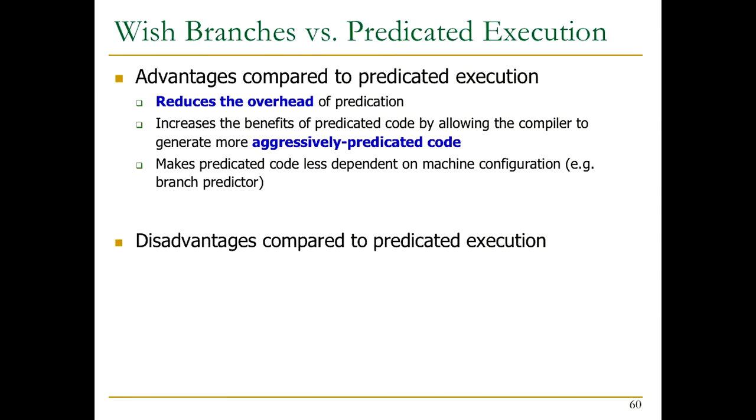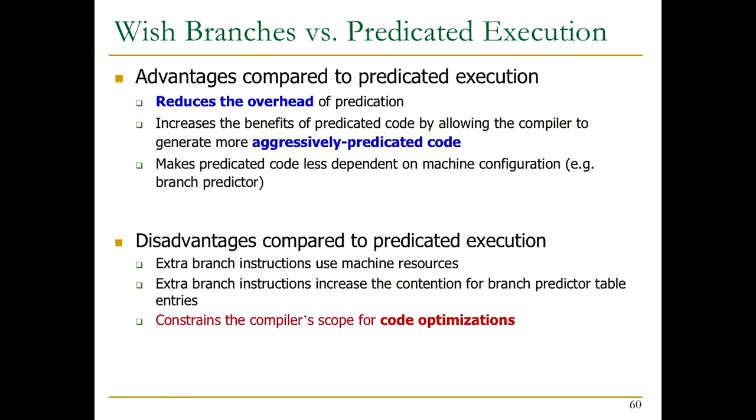It's not the same thing as delayed branching. This is more subtle, right? It's really dependent on the performance of some hardware, right? Your compiler is optimizing, assuming some performance. Okay, there are clearly disadvantages compared to predicate execution also.